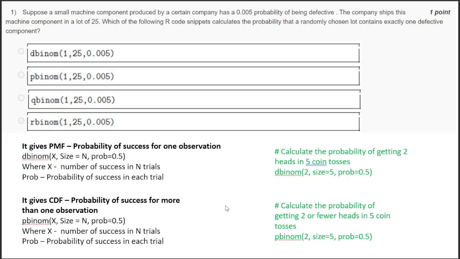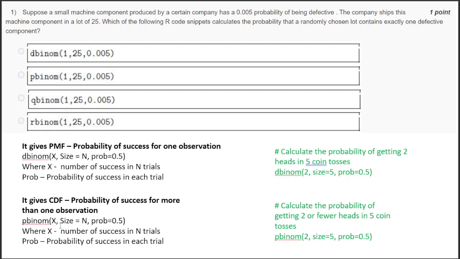Next we will go with pbinom. pbinom is used to calculate the cumulative distribution function. So here you can say at most one defect, which means it can be zero defects or one defect, not more than one. I made a mistake earlier. If you say at least one, it can be one or more defects. So for that we use the CDF function.